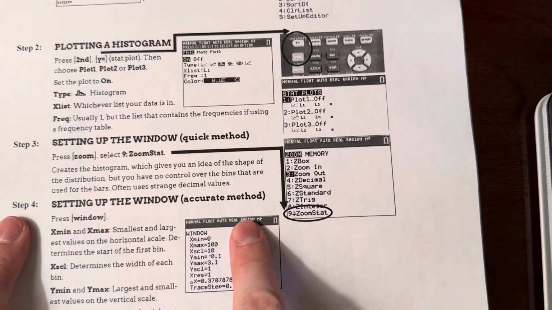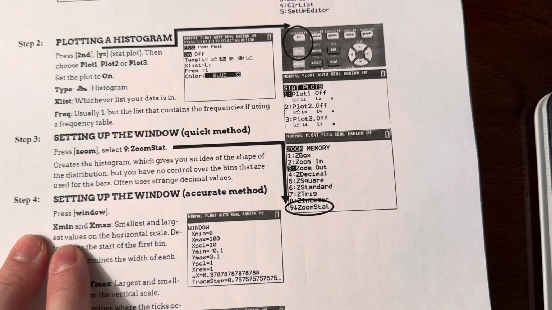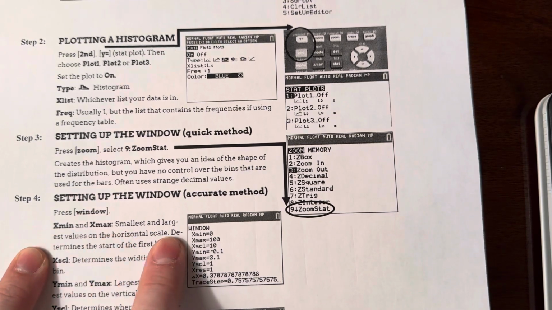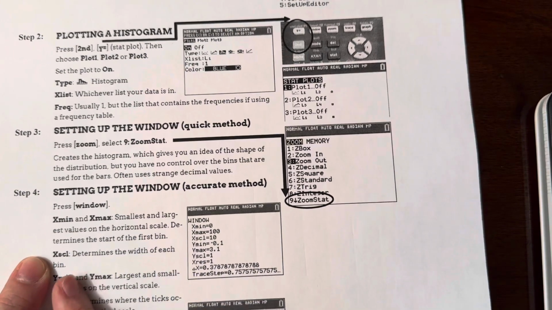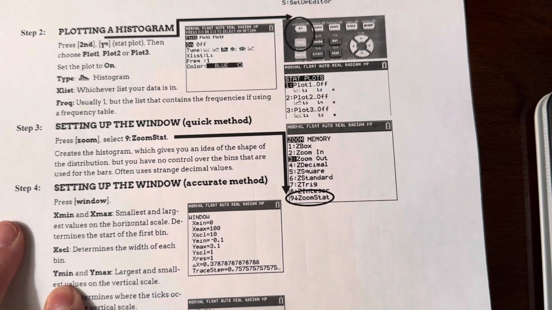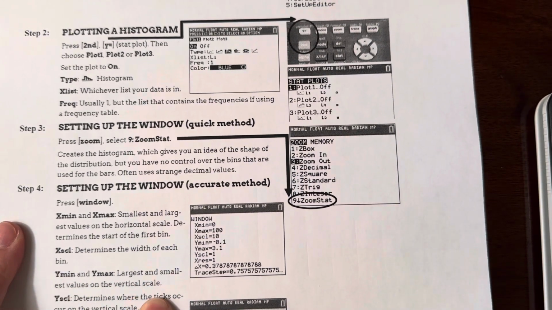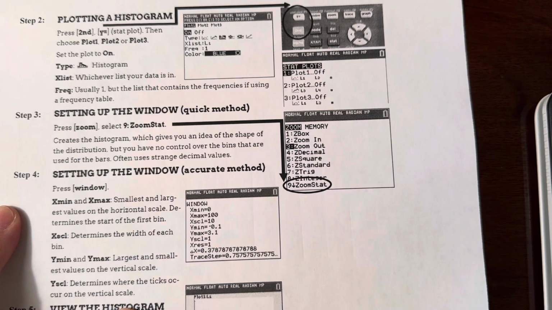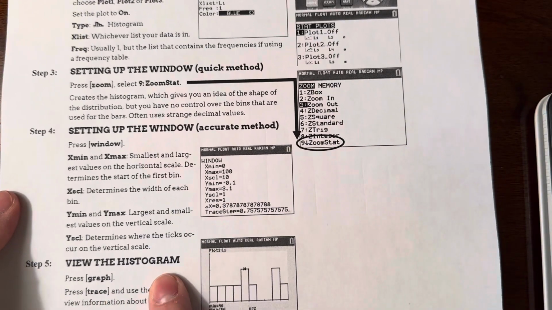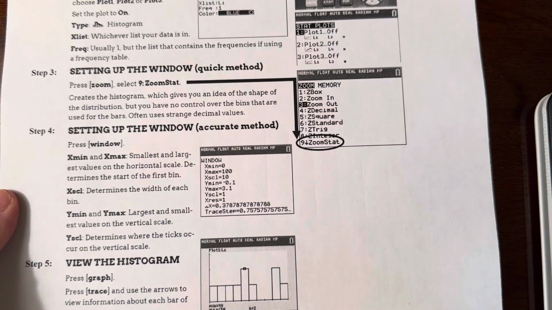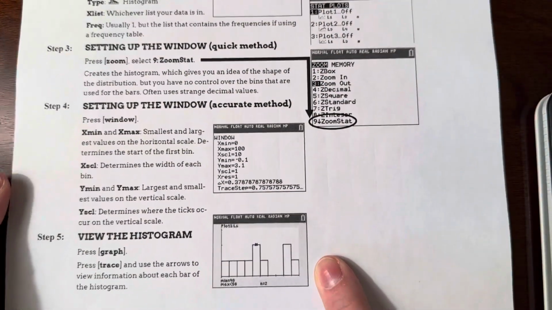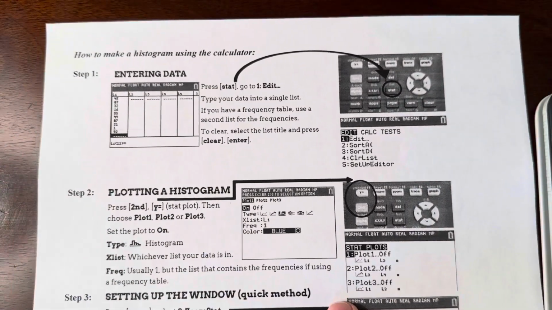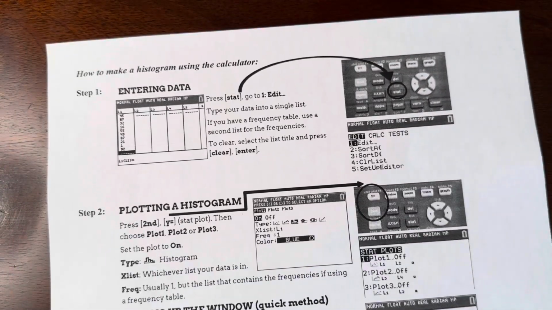Now, setting up the window, your X min and X max should be your smallest and largest values on the horizontal scale. That determines the start of the first bin. X scale determines the width of each bin. The Y minimum and Y maximum, the smallest and largest values on the vertical scale, and the Y scale determines where the tick marks occur on the vertical scale. Then you can press graph and view the histogram. If you click trace and use the arrows to view the information about each bar on the histogram, this will take you through basically how to use your calculators to help you make these graphs much more quickly. That way you don't have to do all of them by hand.